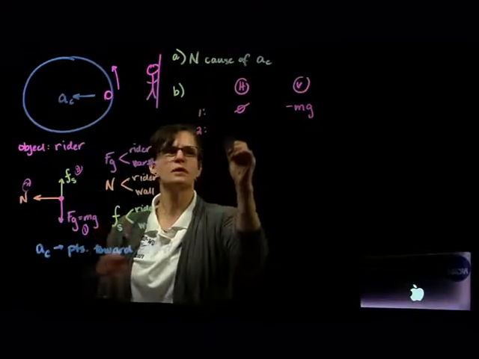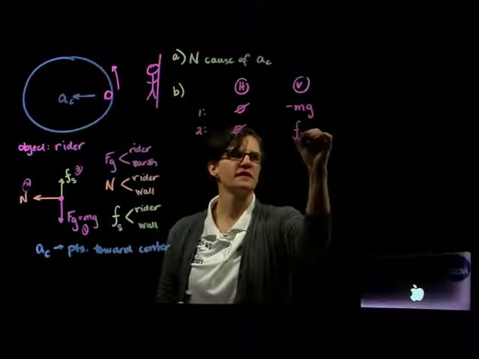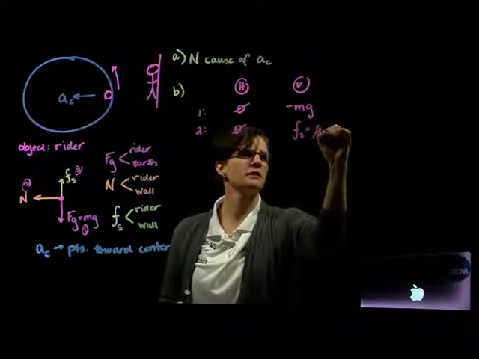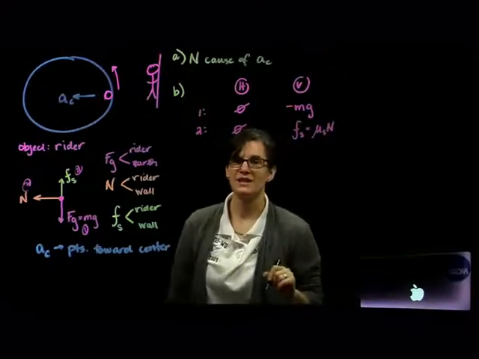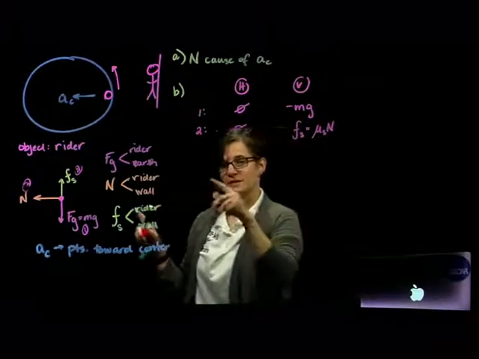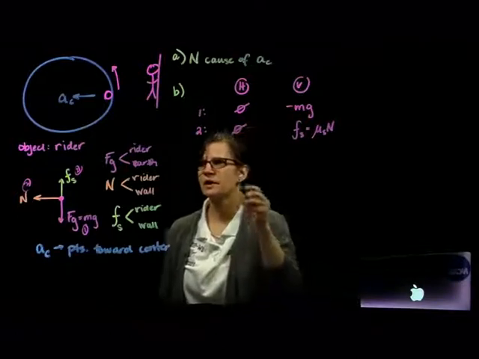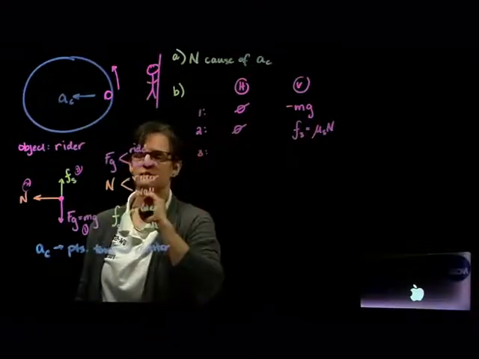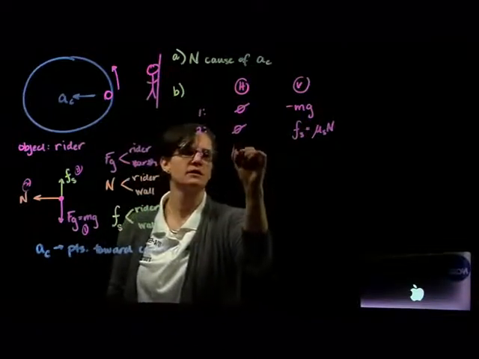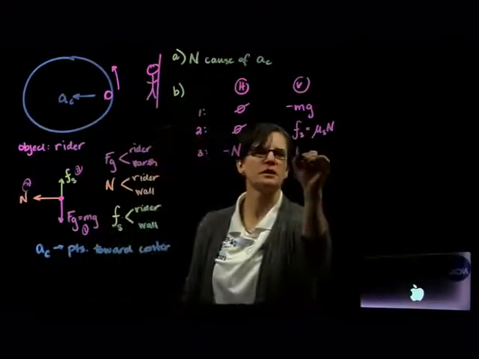Force number 2 is also vertical. That's our static friction, and we know that's equal to our coefficient times the normal force. Remember, that N is between the same 2 objects. We've talked about that in past videos. And then our third force is the normal force, and in this case it's acting to the left. We'll just put that direction in explicitly.